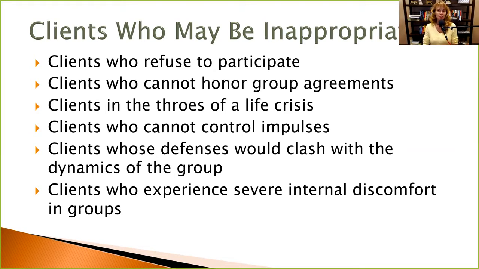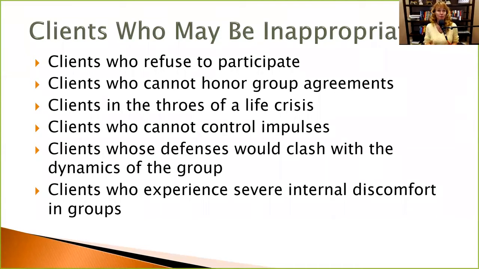Clients who are in the throes of a life crisis. Now, some clients may be great, they're going along just swimmingly, 3, 4, 5 weeks into treatment, all of a sudden the bottom falls out and they're not able to focus, they're not able to concentrate, they are in a constant state of crisis. And I get it. So they may need to take a break from group, or when they're in group, they may need to be able to withdraw some because they are just barely holding it together. Depending on your setting, obviously. I think you get the point.